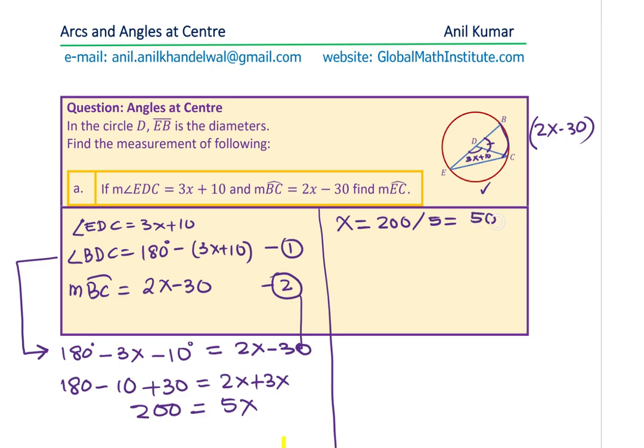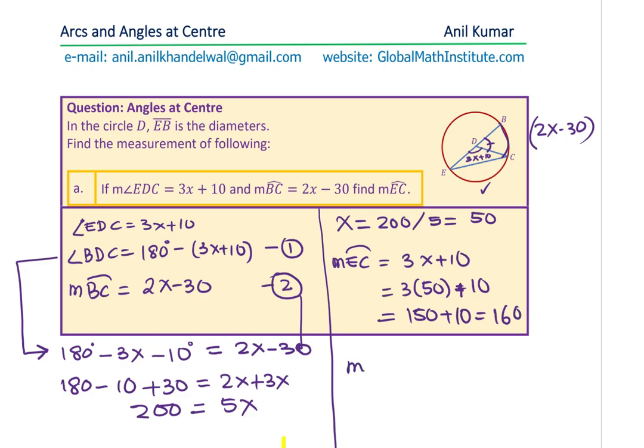Now once we know that x is 50, we have to find the measurement of EC. So measurement of EC is what? The arc EC is basically equal to 3x plus 10, right? 3x plus 10. So we can substitute 50 here and find our answer. Is that clear to you? So it is 150 plus 10, which is 160. And that is how we find the measurement of arc EC as equal to 160. Is that clear to you? So that is how we could actually solve this question.